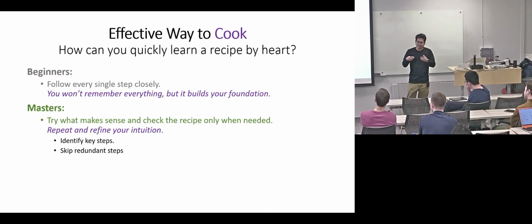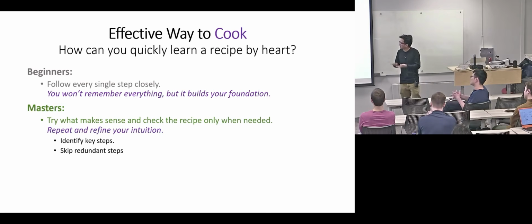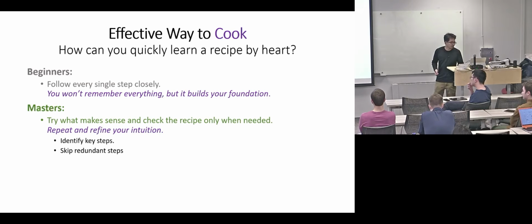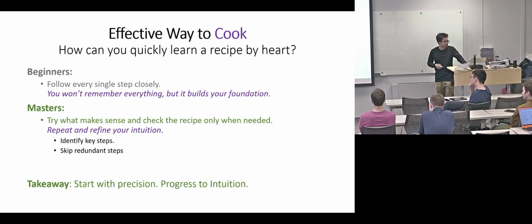And repeat this. When you try it for the first time, it might be something else totally, and you just need to adjust. So try to repeat this and refine your intuition. With this, you will be able to identify the key step, and even identify what step is not needed in the recipe or in the argument. Okay. So the point is to start with precision, but progress to intuition.